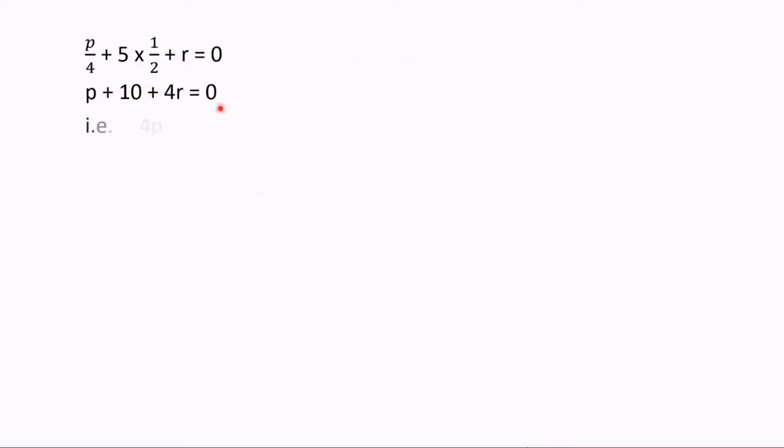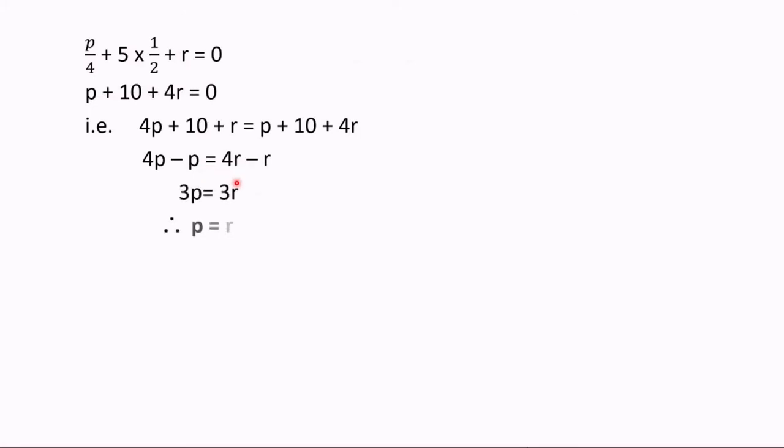In both parts, we are given the RHS as 0. So we can equate the LHS, that is, 4p plus 10 plus r equal to p plus 10 plus 4r. When we take like terms on one side, the 10 and 10 are cancelled. In both cases, plus 10 is given, so that will cancel. So 4p minus p equal to 4r minus r, that is 3p equal to 3r. Hence, we can say p is equal to r.